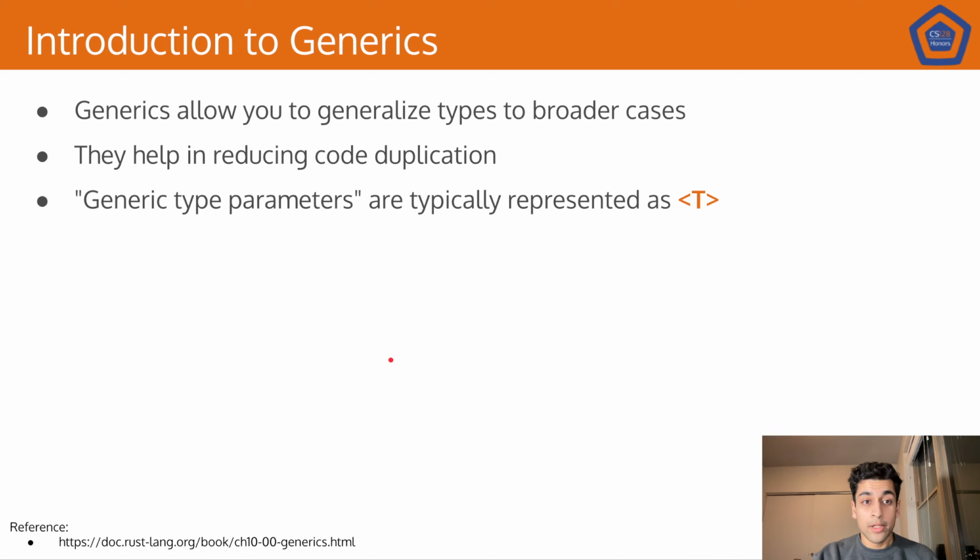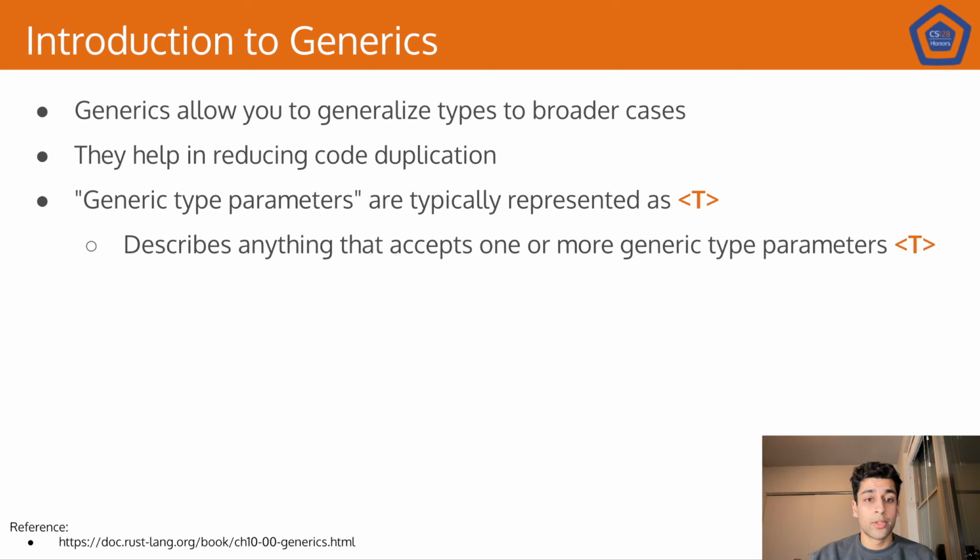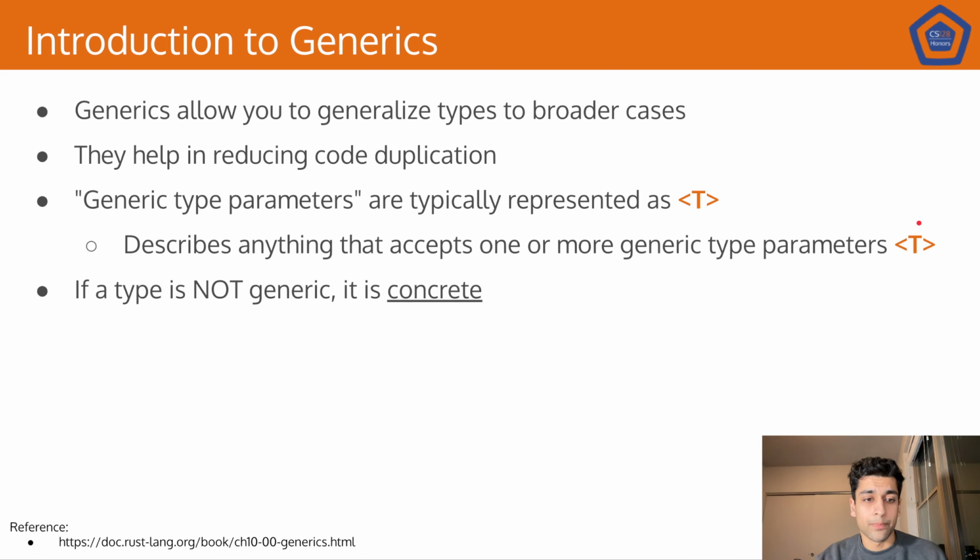Generic type parameters are represented as these angle brackets and then some variable in there. You'll see T a lot. I tend to use T to represent some type. In the case of hash maps, you'll see a K for the key type and a V for the value type. It quite literally doesn't matter. This is just a variable that you'll see used throughout the code. This variable is a type. Generic type parameters describe anything that accepts one or more generic type parameters. So you can have one type parameter, two, like in hash map or result, and so on. If a type is not generic, it is a concrete type. Concrete types are the ones you're familiar with: integers, strings, etc.